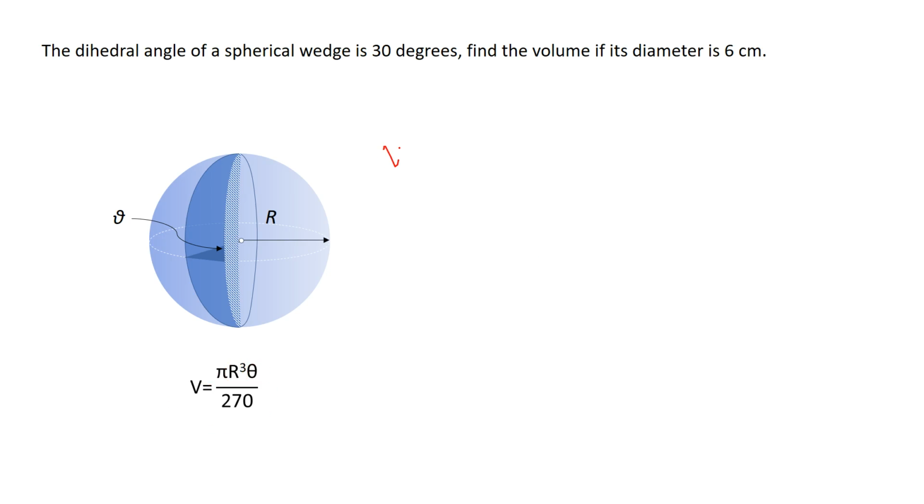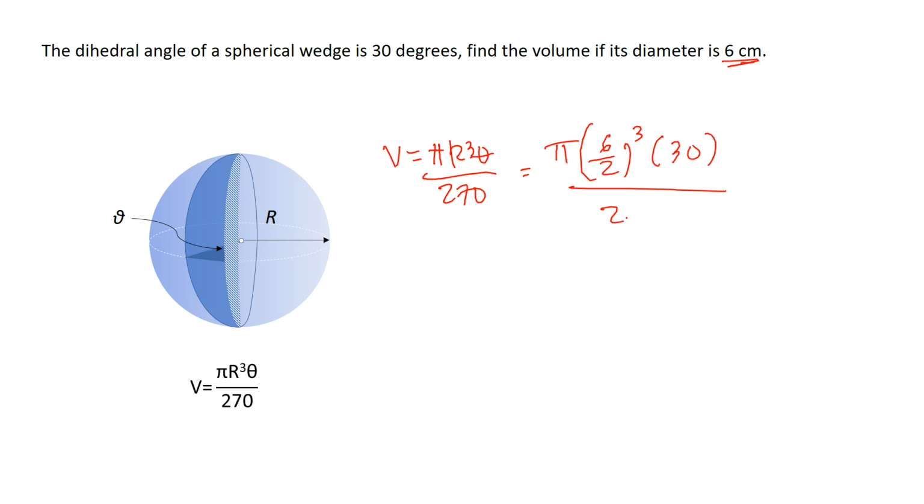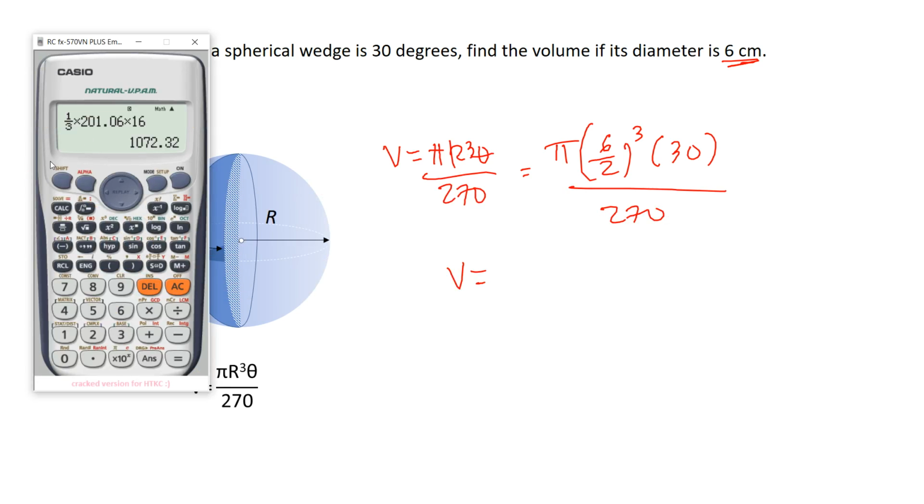So the volume is pi r cubed theta over 270. r is just 6 divided by 2, your diameter divided by 2 to get the radius, cubed. The angle is 30 divided by 270, and that's it. Solve for the volume. What do you get for the volume of the wedge?